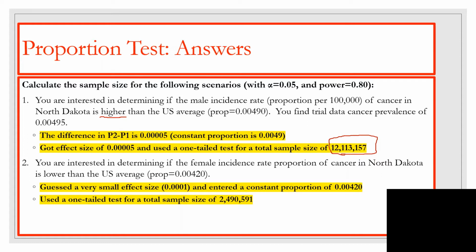For number 2, we don't have anything about the female incidence rate. So we're going to guess a very small effect size and to get a constant proportion of 0.0042. One-tailed test gives us a smaller but still large sample size of over 2 million.